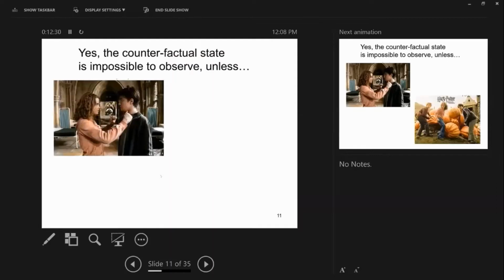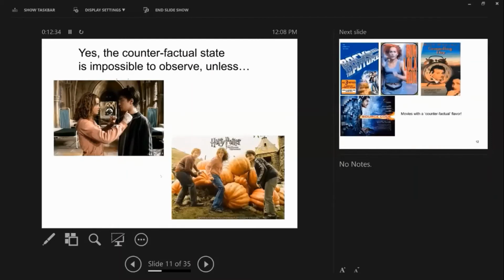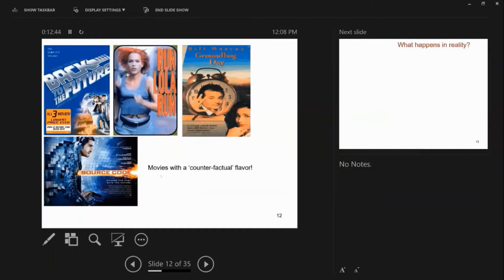If you are a Harry Potter nerd fan like me, you will remember how Hermione Granger went back in time with a time turner, and then she managed to save Sirius Black in the counterfactual situation, right? There are other movies as well which have that same counterfactual flavor, right? You see something and then you see the outcomes in a different situation. I think Groundhog Day is a good example where you see something happening and you rewind the clock and you see something happening, but the outcomes are very different between the two situations.